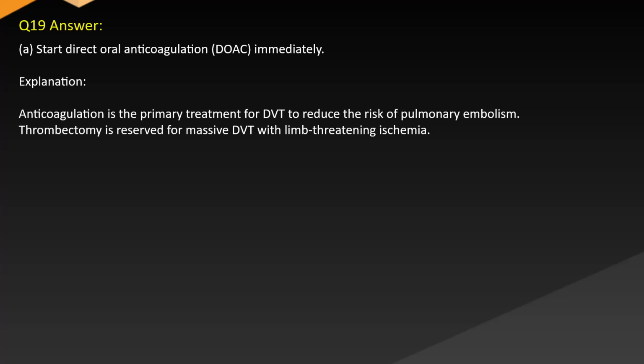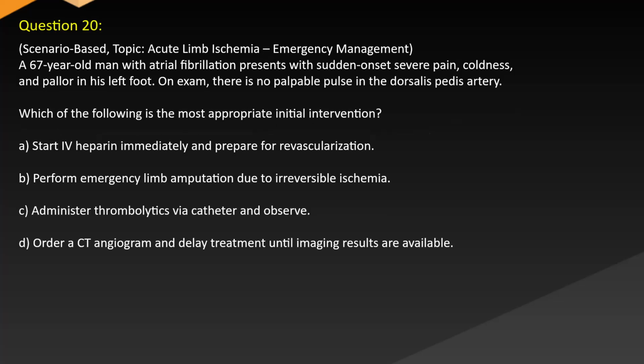Answer: A. Start direct oral anticoagulation, DOAC, immediately. Explanation: anticoagulation is the primary treatment for DVT to reduce the risk of pulmonary embolism. Thrombectomy is reserved for massive DVT with limb-threatening ischemia. Question 20. Scenario-based. Topic: Acute limb ischemia.